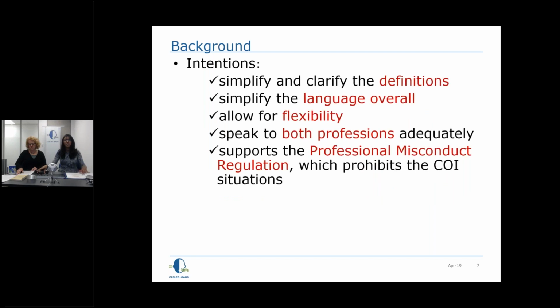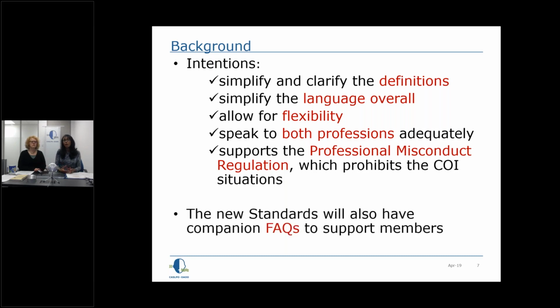Now, there were certain intentions with respect to this product. The ICRC wanted to simplify and clarify the definitions, and also simplify the overall language. As I'm sure many of you know who had looked at the proposed regulations previously, some of the language was quite dense, and so in certain circumstances, it could be difficult to apply. They wanted to allow for more flexibility with the standards, and they wanted the standards to speak to both professions adequately. And ultimately, they wanted the standards to support the conflict of interest regulation, which prohibits a member from practicing in a conflict of interest under paragraph 11. The other important part of the new standards was that it would be accompanied by frequently asked questions, or FAQs, to support the membership ultimately.